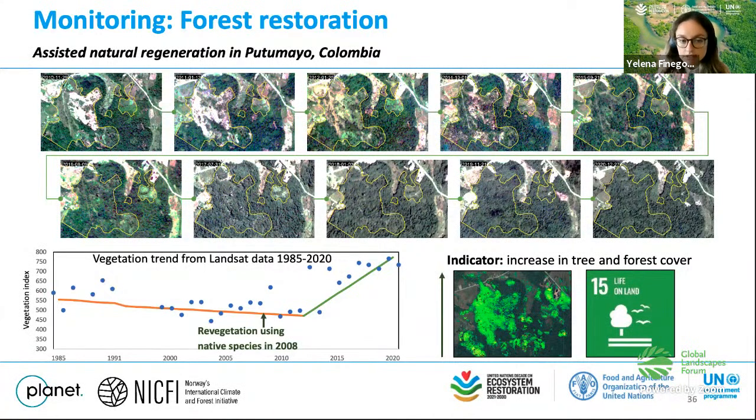Longer time series of satellite data, like those from NASA's Landsat program, provide baseline data to further quantify and report these changes. And from this chart here, we can clearly see after the revegetation has been implemented just a few years later, we can see a really steep increase in the vegetation index from the satellite imagery analysis. Next slide, please.